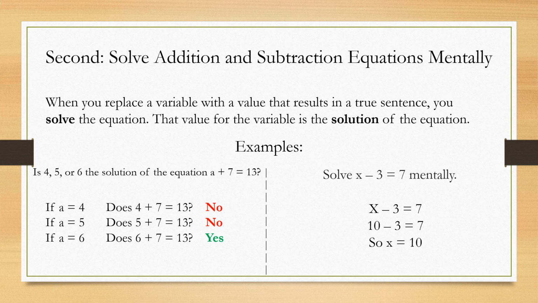Okay, in the beginning, what number minus 3 equals 7? I know that 10 minus 3 equals 7. So the solution here is x equals 10.